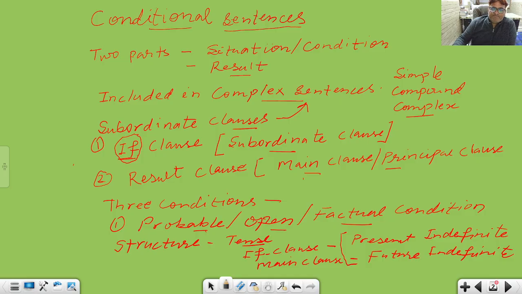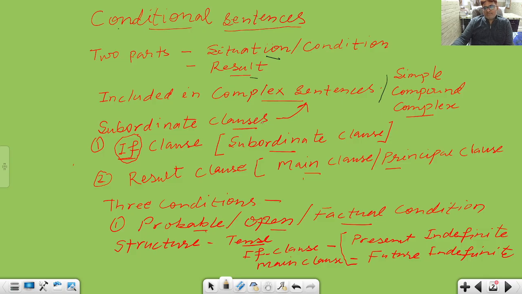Conditional sentences. So conditional sentences have two parts actually. One is the situation or condition, as we call it, and the second is the result. Conditional sentences are always included in complex sentences. There are three types of sentences we have: simple sentence, compound sentence, and complex sentence. So conditional sentences are kept in the category of complex sentences.